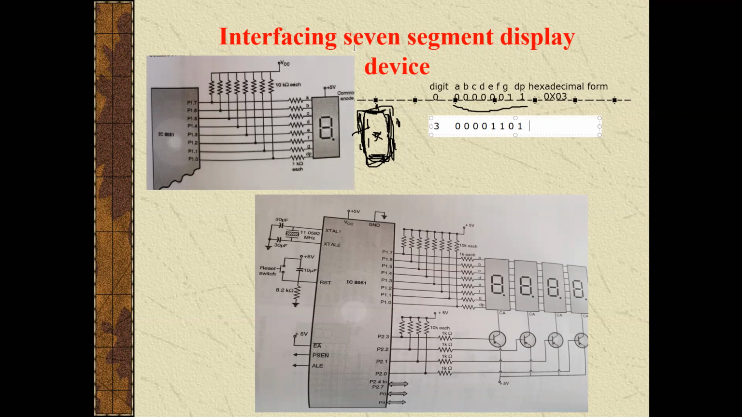See here. What digit is displayed here? A low signal will light the LED. A is low, it will glow. B is low, it will glow. C is 0, it will glow. D is 0, it will glow. E is 1, this will not glow. F should be high, which means it will not glow. And G is 0 and it will glow. So see here, digit 3 will be displayed. So this type of binary or hex code we have to send to display the particular digit.